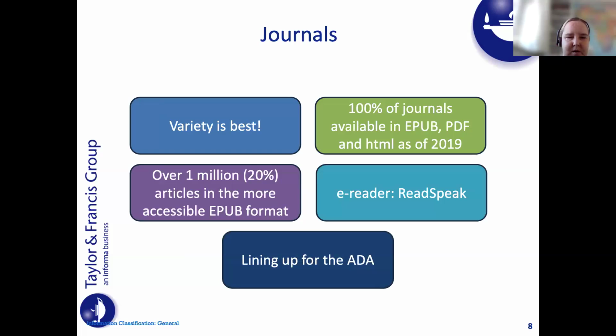So we have 100% of our journals available in PDF, EPUB, and HTML, and we've had that in place since 2019 to give users that variety of choice. So that's over 1 million articles. A fifth of everything that we produce is in these formats, the more accessible EPUB format.